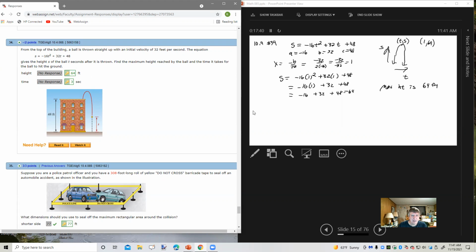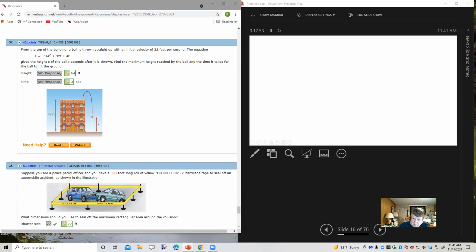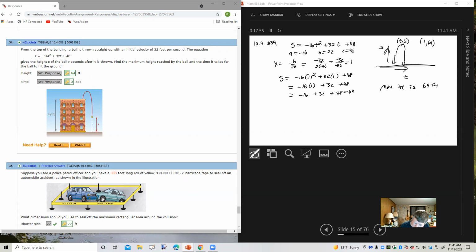Now, then it says the time it takes for the ball to hit the ground. Now, the ball reaches its maximum height in 1 second, but that's not what they're asking for. They want to know the time when the ball hits the ground. Oh, well, that would be an x-intercept, wouldn't it?